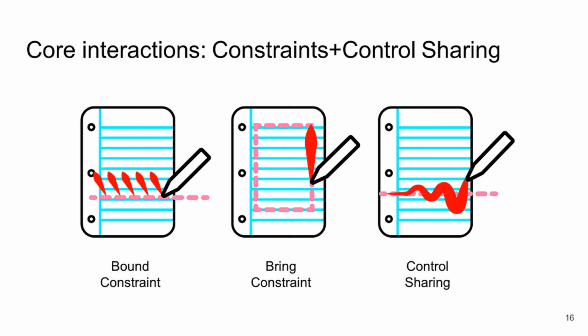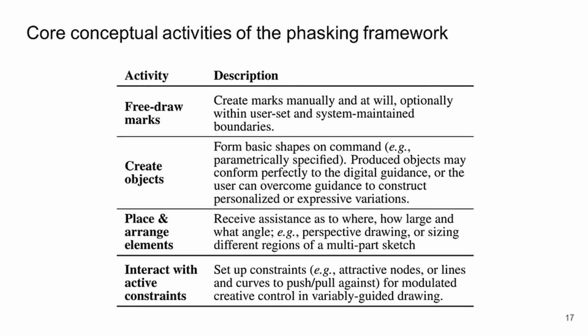In control sharing, users can fluidly move between levels of assistance simply by bearing down on the pen tip. Phasking differs from adaptive force feedback, where the system chooses the degree of assistance based on user performance. Phasking gives this choice to the user. We articulate the foundational activities which our framework needed to support.